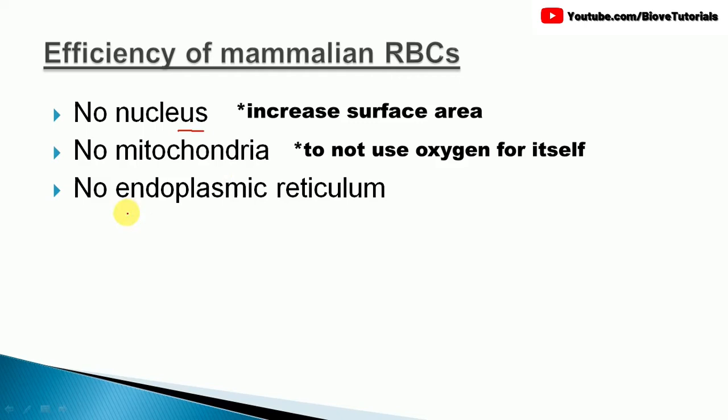And the third is no endoplasmic reticulum. RBCs do not have endoplasmic reticulum, as a result of which they have increased flexibility. RBCs have to move through narrow capillaries, meaning narrow blood vessels. So in order to gain flexibility, these RBCs do not have endoplasmic reticulum. So these are the three reasons why the RBCs are efficient.